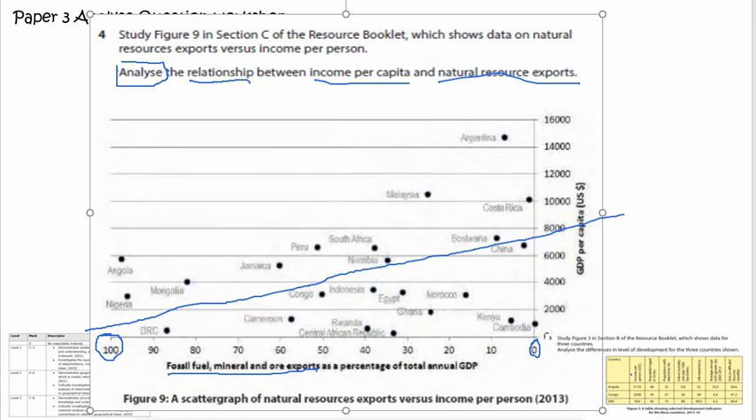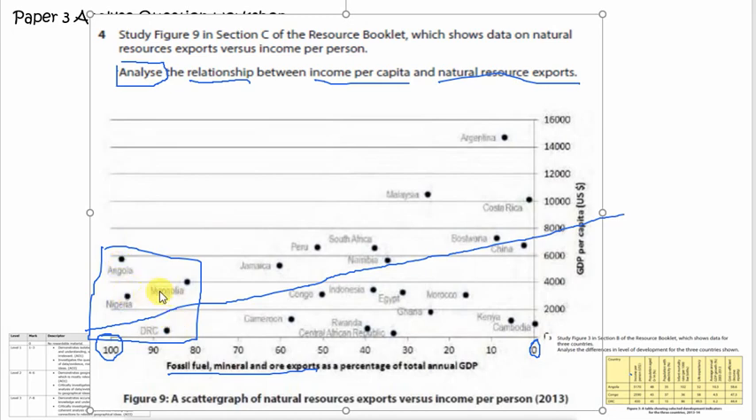And now I'm going to start breaking it up. So, how can you break this up logically or systematically? Well, I can do it by corners, really. What about these 4 countries here? These have got high fossil fuel, mineral and ore exports as a percentage of annual GDP, and they're all over 80%, aren't they? And I count the countries. There's 4 of them. Yep.